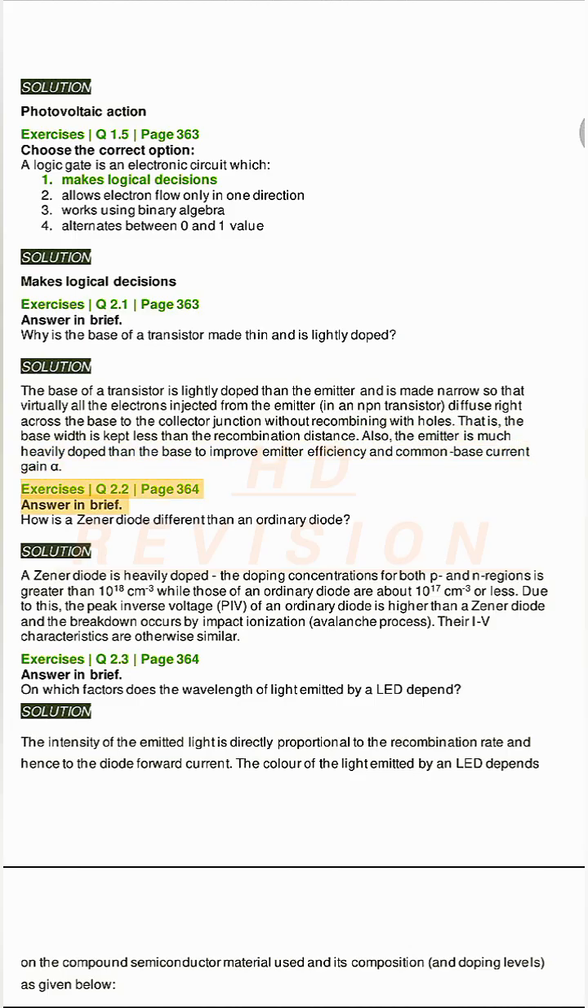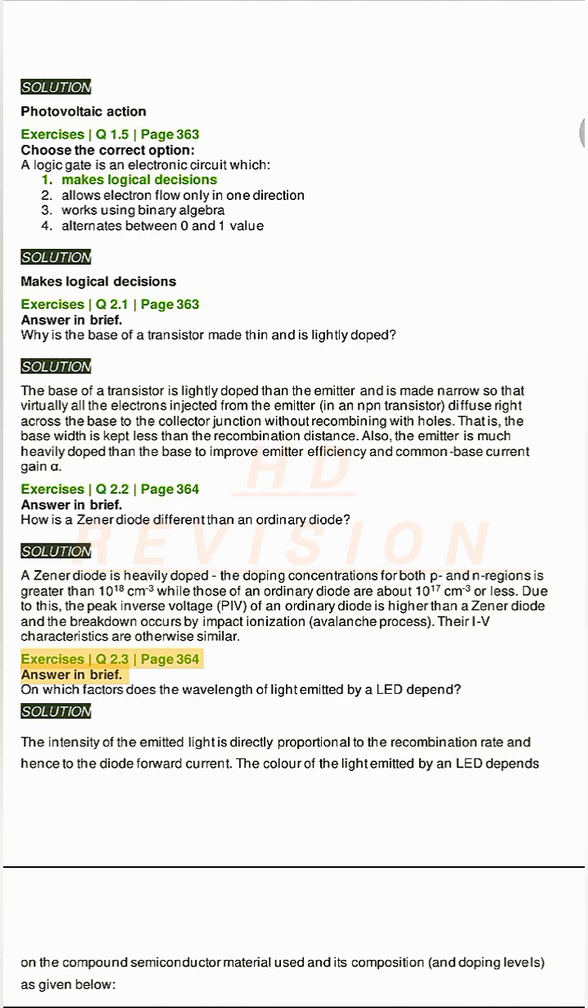Exercises Q2.2, page 364. Answer in brief. How is a Zener diode different from an ordinary diode? Solution. A Zener diode is heavily doped. The doping concentrations for both P and N regions are greater than 10^18 cm^-3, while those of an ordinary diode are about 10^17 cm^-3 or less. Due to this, the peak inverse voltage PIV of an ordinary diode is higher than that of a Zener diode, and the breakdown occurs by the impact ionization avalanche process. Their I-V characteristics are otherwise similar.